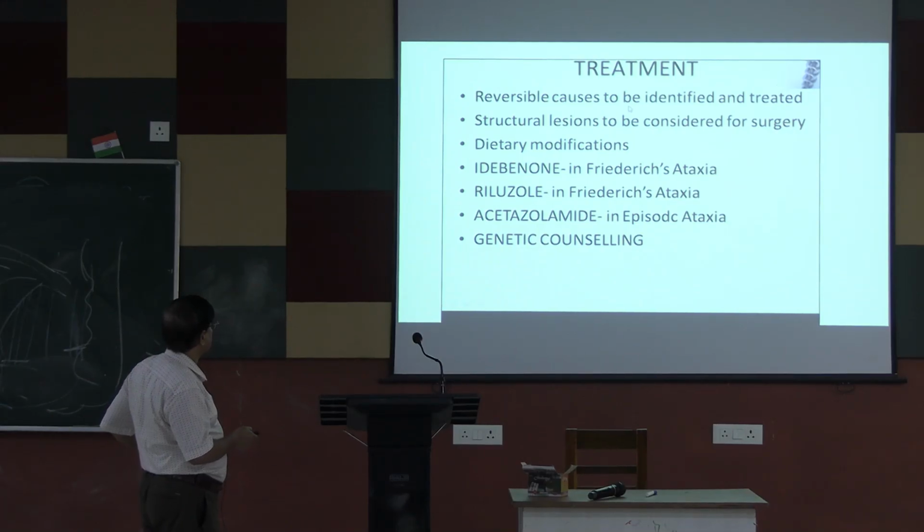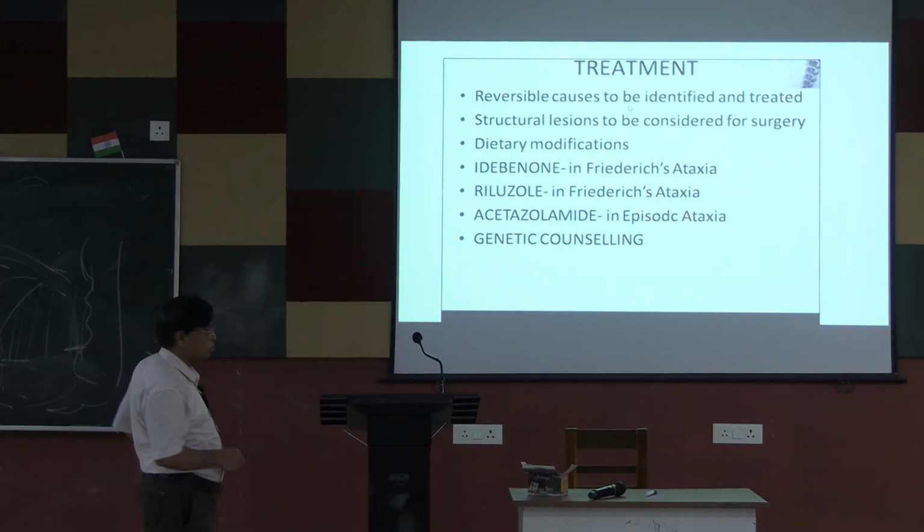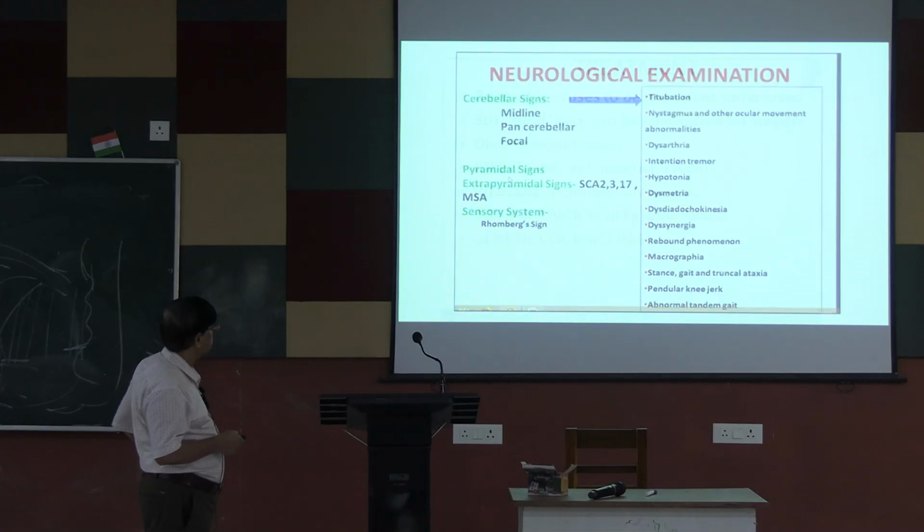Idebenone is a drug used in Friedreich's ataxia. This is also an MCQ: which drug is used in Friedreich's ataxia? Idebenone. And riluzole is also used in Friedreich's ataxia. Riluzole is also used in amyotrophic lateral sclerosis, the motor neuron disease. Another drug, acetazolamide, is used in episodic ataxia, the hypokalemic ataxias, and genetic counseling is important.